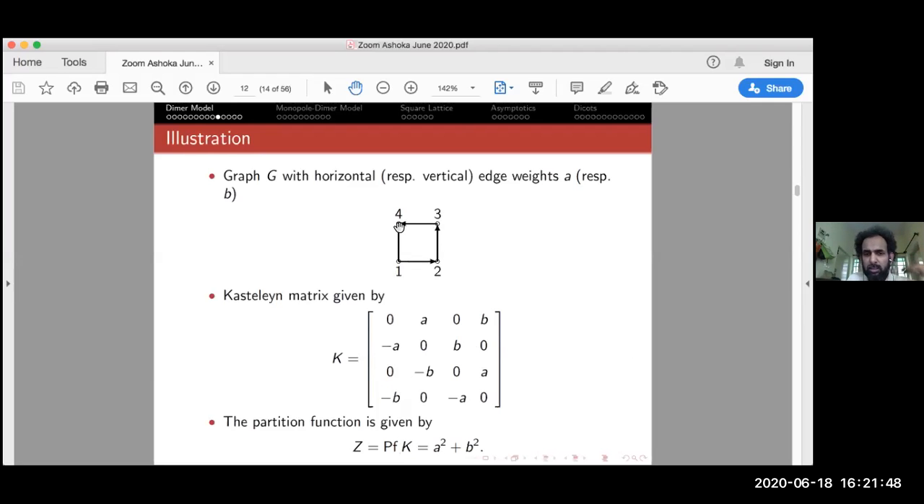And if you think about it a little, you'll see that is the partition function, because there are two possible ways of matching this graph. Either you join 1 to 2 and 3 to 4, that gives you a weight of A squared, or you join 1 to 4 and 2 to 3, that gives you a weight B squared. So this is the illustration of Kasteleyn's theorem in a baby example. So are there any questions about this?